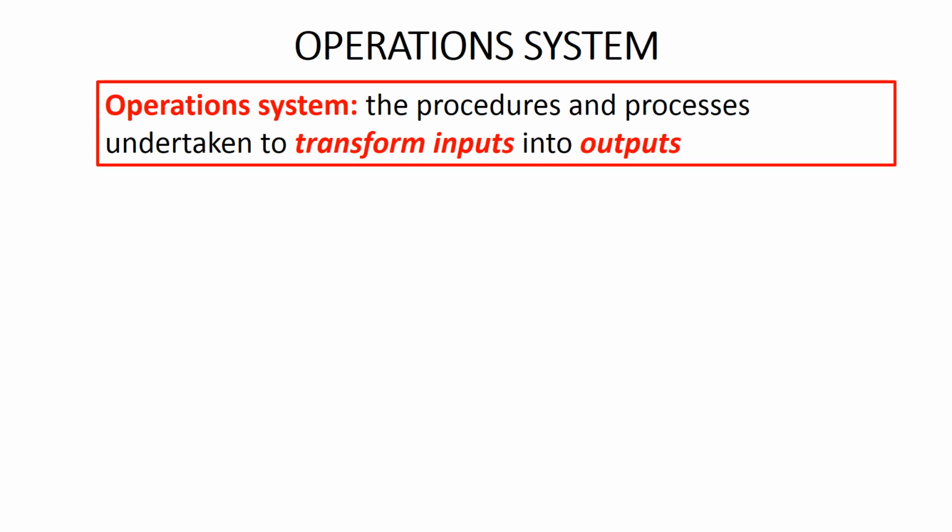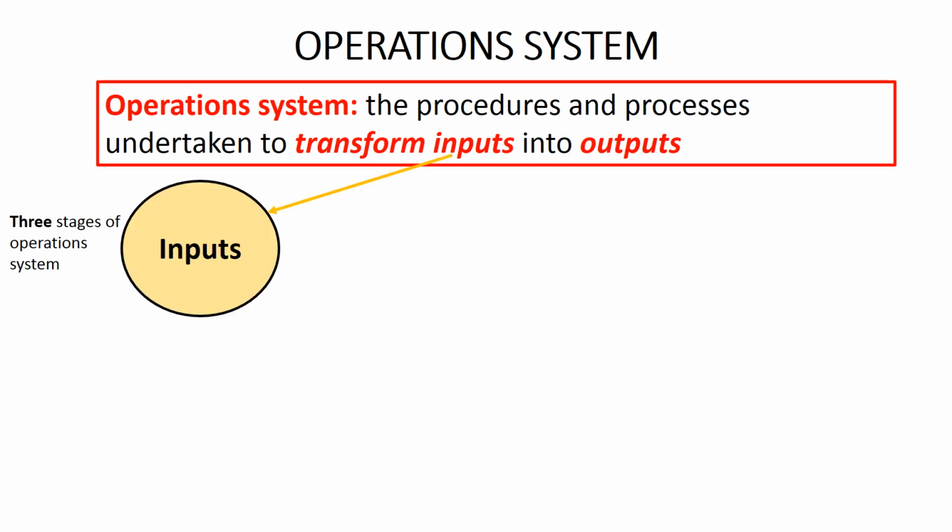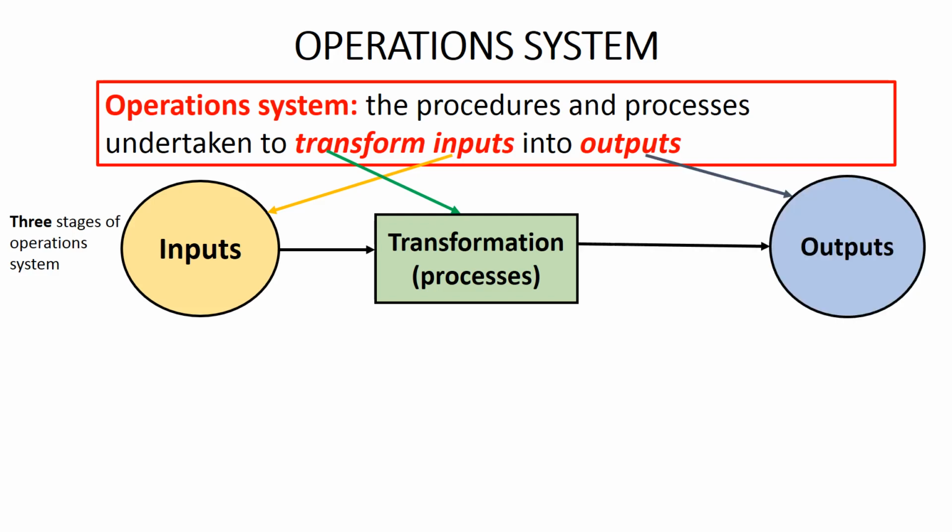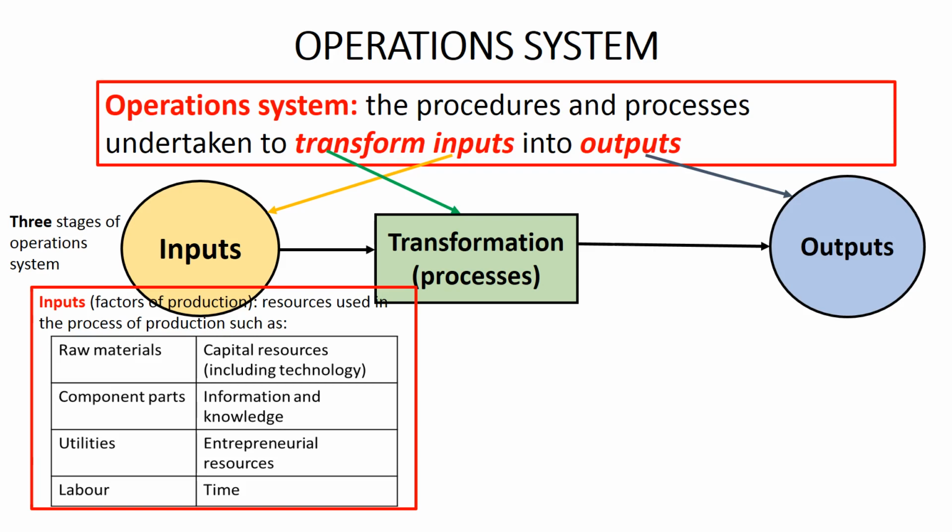As you can see from this definition, there are 3 stages of an operations system. These are first, inputs, second, transformation, also referred to as processes, and third, outputs. Inputs, sometimes called factors of production, are the resources that are used in the process of production. Find the term inputs in your vocabulary sheets and write this definition in there. I've included some examples of inputs, and we'll look at these in a little bit more detail later on.